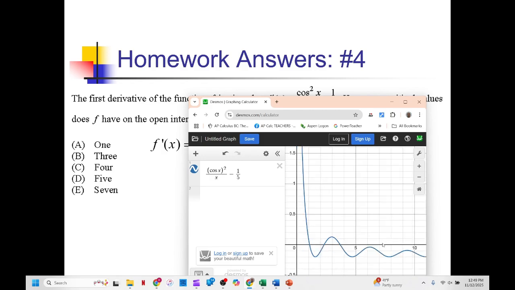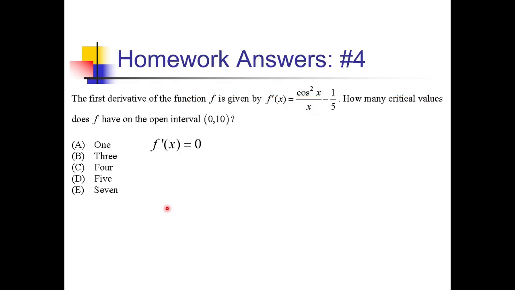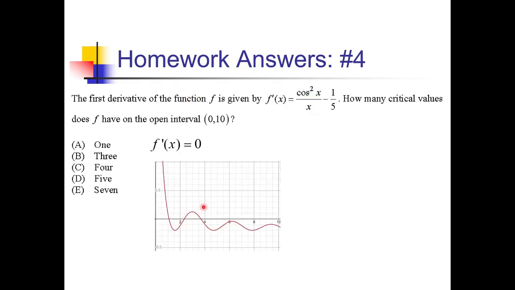And if I zoom in just a little bit vertically, I see that there's exactly 1, 2, 3 places where we're crossing. So here's a version of the graph that I just did there, and we're seeing 3 crossings. So this means that we have 3 critical values for the graph of f.